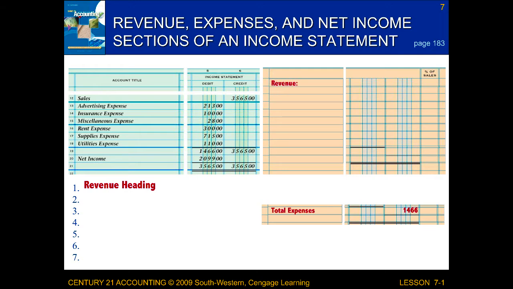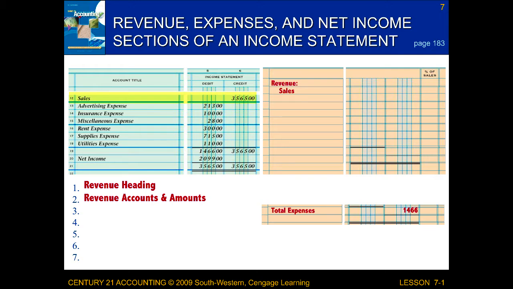So I'm going to write revenue and put a colon there. Then I'm going to list any type of revenue account and amounts that I have. And in this case, I only have one revenue account, and that is sales. So I'm going to write that slightly indented. I'm going to write sales.